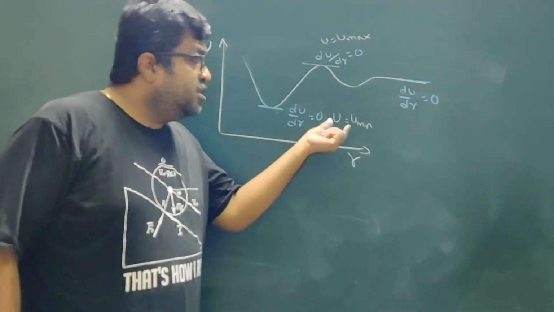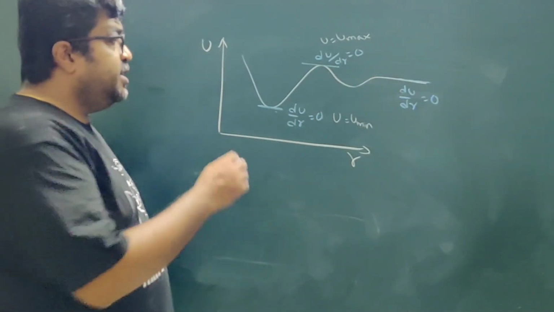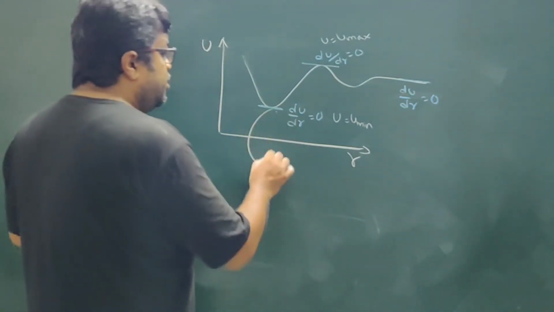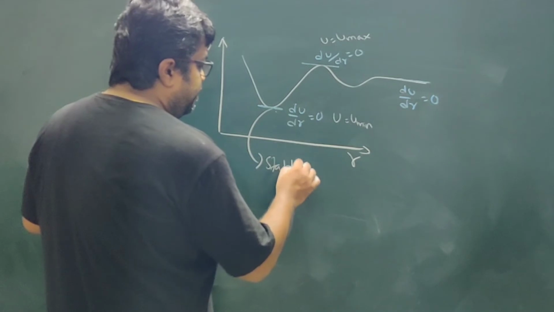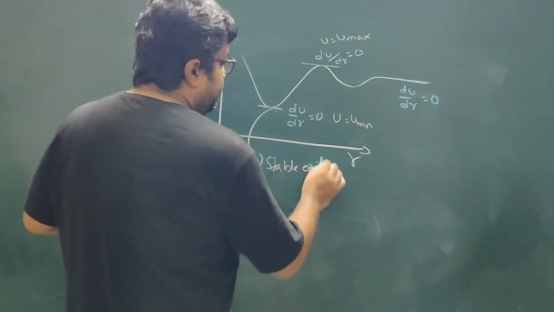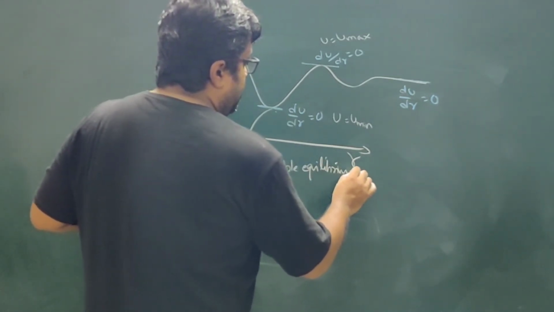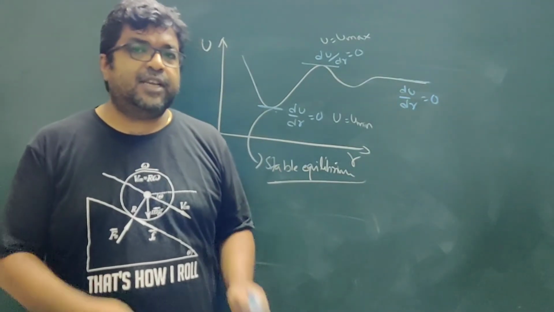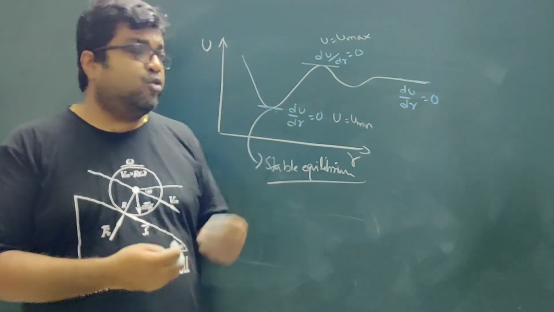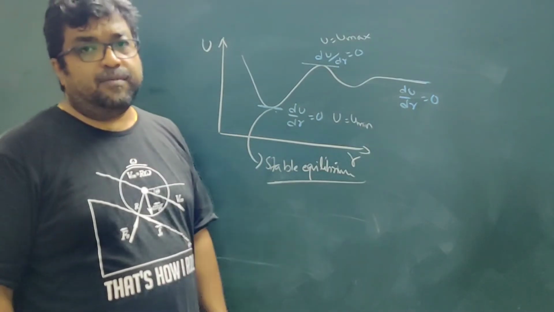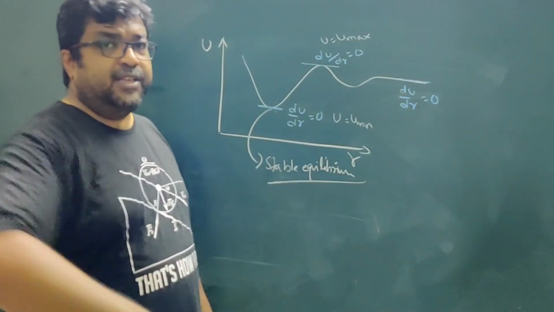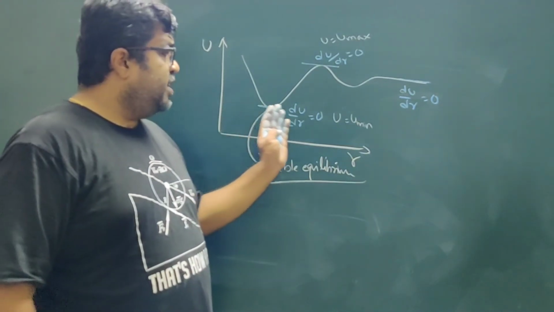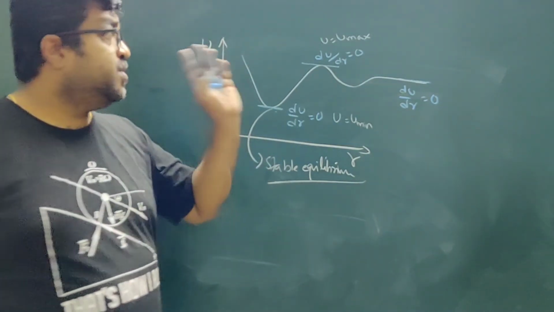But when potential energy is minimum, we will say that it is stable equilibrium. This position corresponds to stable equilibrium. Later on in the chapter simple harmonic motion, we will see that this oscillation takes place about the position of stable equilibrium, like a pendulum oscillating, or a spring mass system oscillating. So for all these cases, the oscillation takes place about the stable equilibrium position.